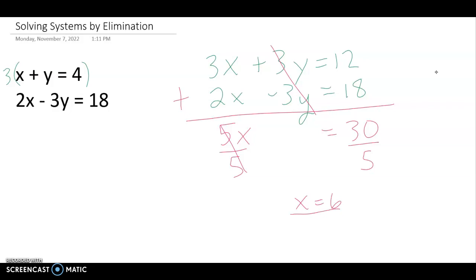And remember, in a solution to a system of equations, we always have an x and a y. So we have not finished finding our solution yet. We still need to find the y value. So I'm going to use that first equation. Keep in mind, you can use either of them, okay? I'm going to use that first equation, x plus y equals 4, and I'm going to substitute 6 in for x. Because we know that x equals 6, I can replace x with 6.